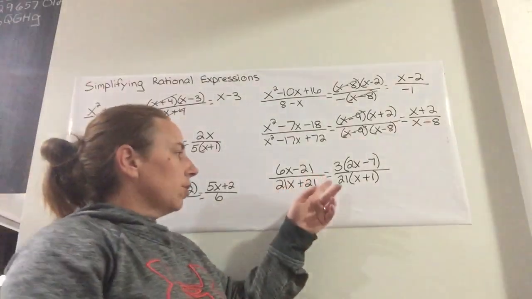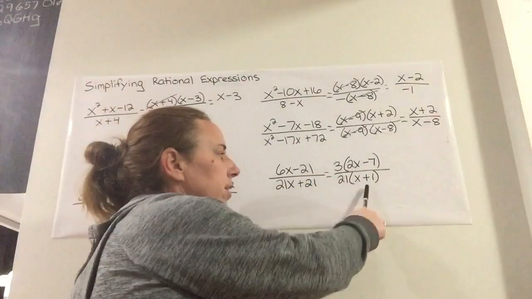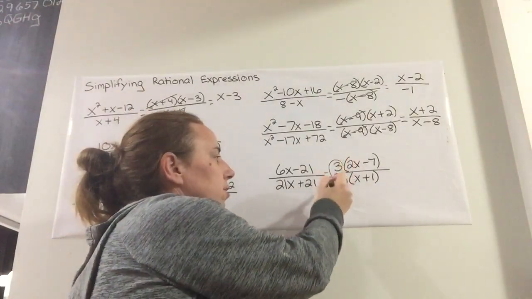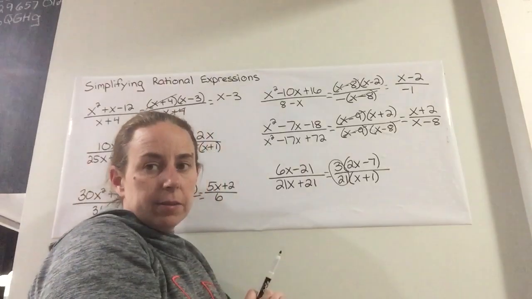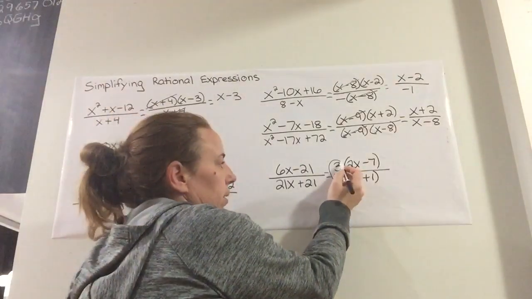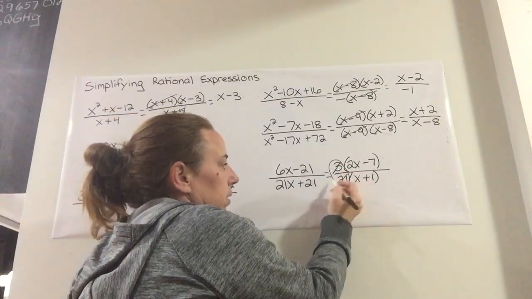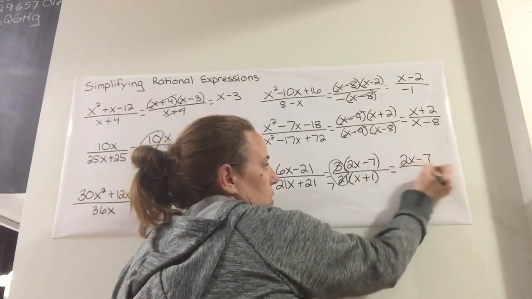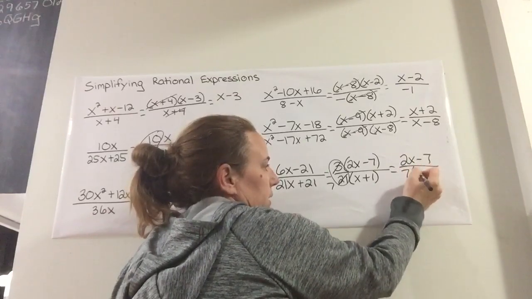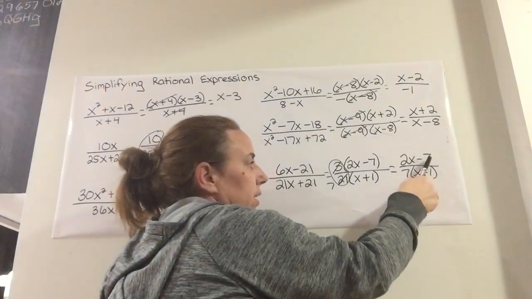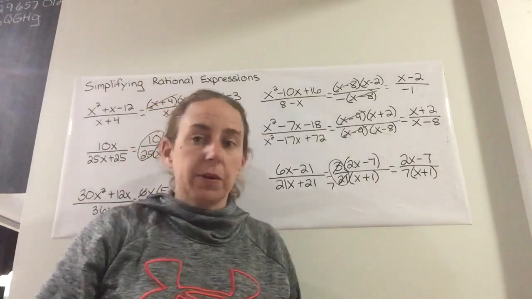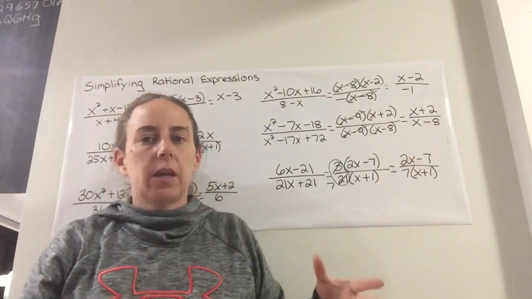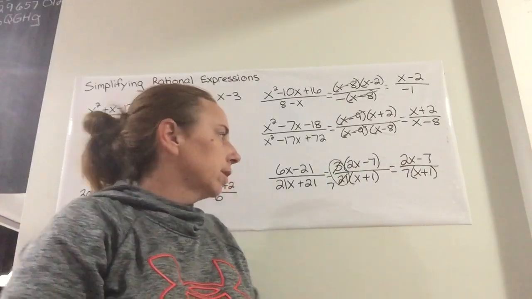Okay, so these are not the same. We can't do anything with them. So they're going to stay the same. But the 3 and the 21, I can simplify. And I can divide each of them by 3. So I'm left with 2x minus 7 over 7 quantity x plus 1. Now you cannot cancel those 7's out because how is this attached? By subtraction. Remember, you can't. It has to be multiplication. Okay?